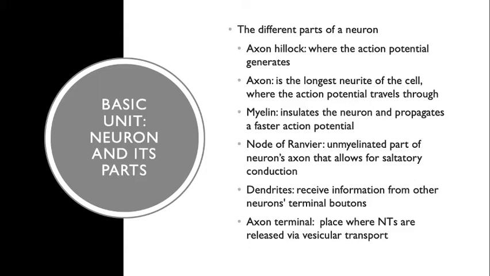So there are different parts of a neuron. As you can see here, there's the axon hillock, the axon, the myelin, the node of Ranvier, the dendrites, and the axon terminal. But let me show you a schematic of what a neuron looks like, and then we'll go a little bit over what each part does.